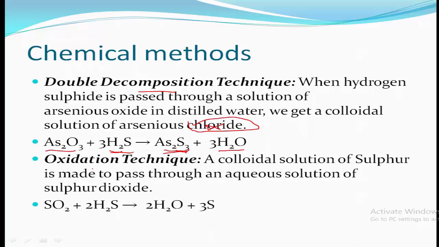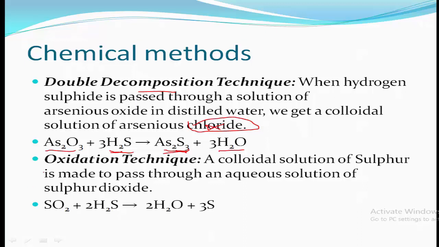So don't bother about the mechanism. Here you have to simply remember the different chemical methods used for the preparation of colloidal solutions. If they ask to write two chemical methods of preparation of colloidal solution, you can simply write double decomposition and oxidation, or also reduction and hydrolysis processes are there. Among them you have to write any two and simply write the equation.